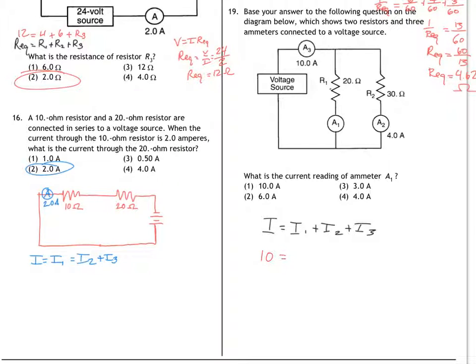And I1 is going to be for resistor 1 or ammeter 1. We don't know the value for that, so I'll leave that as I1. But I2 is going to be resistor 2 or ammeter 2, and it's telling us that it has 4 amps of current in it. There is no third branch. So 10 is I1 plus 4. I1 must be 6 amps, and my choice is 2.